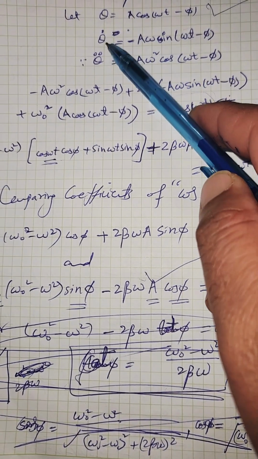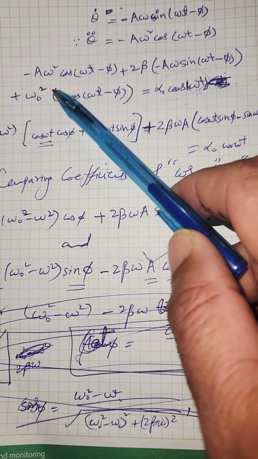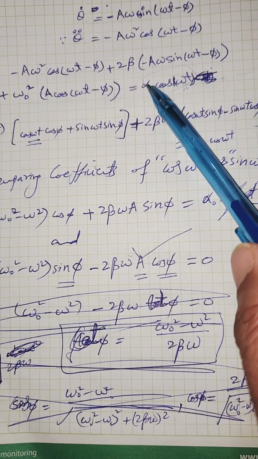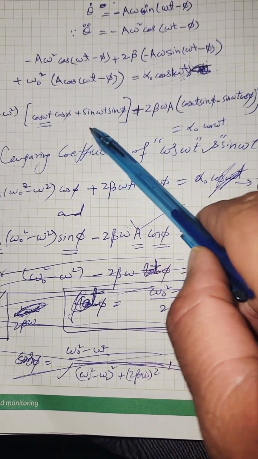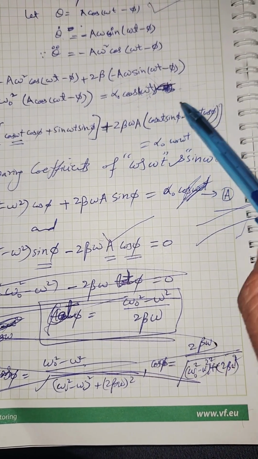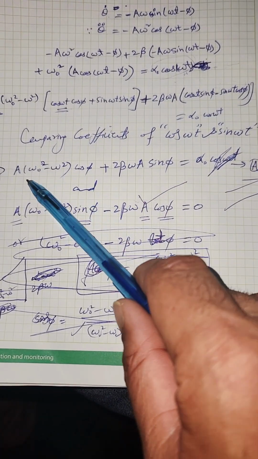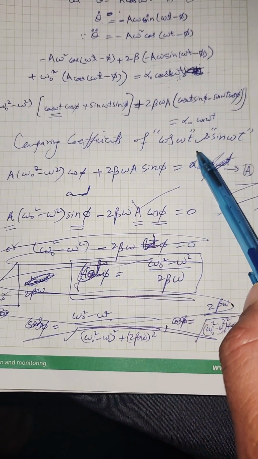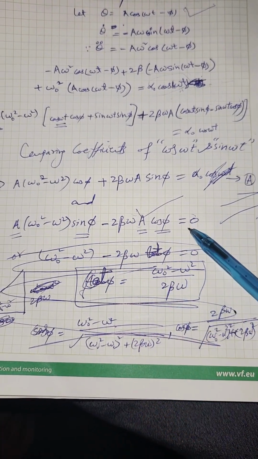So putting the values of theta, theta dot and theta double dot in the equation, we get terms containing omega square, omega naught square, minus 2 beta omega, with amplitude A common, on the left side. On the right side, it is just alpha naught cos omega t. So we expand cos of omega t minus phi, these terms, and also sin of omega t minus phi. So comparing coefficients of cos omega t and sin omega t on both sides of this equation, we get omega naught square minus omega square into cos phi plus 2 beta omega A sin phi equals alpha naught. There are no sin omega t terms on the right side, so plus 0 into sin omega t. So the left hand side equals the right hand side.